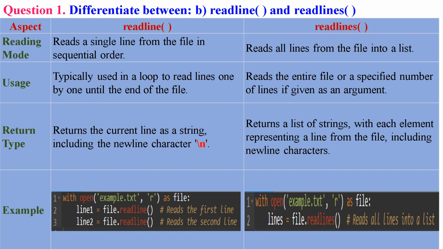For example, you can use the readline function to read the first line with line1 = file.readline() and the second line with line2 = file.readline().